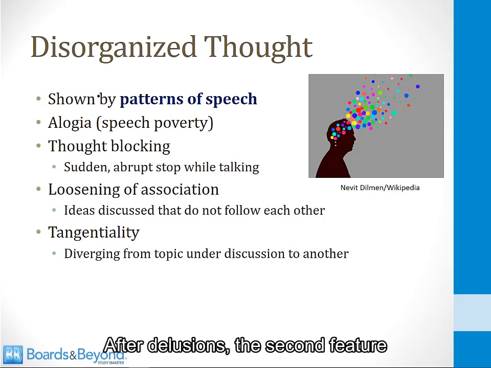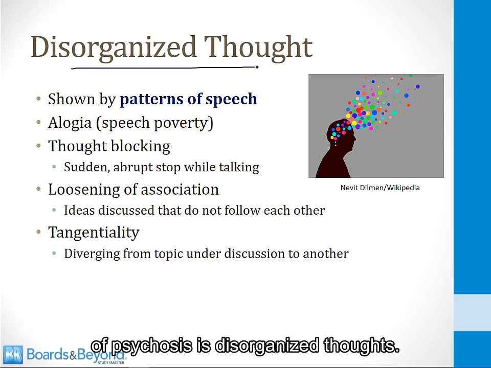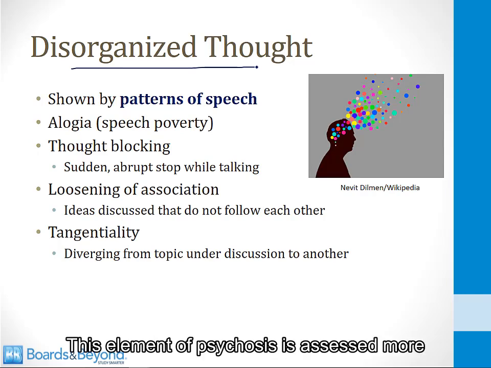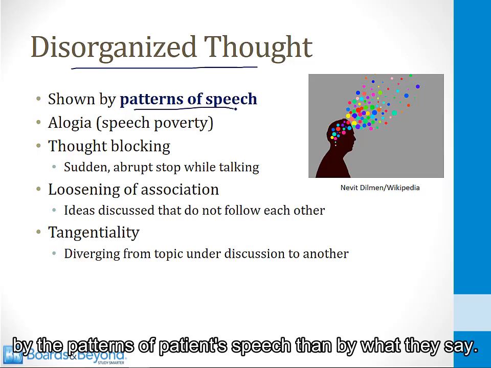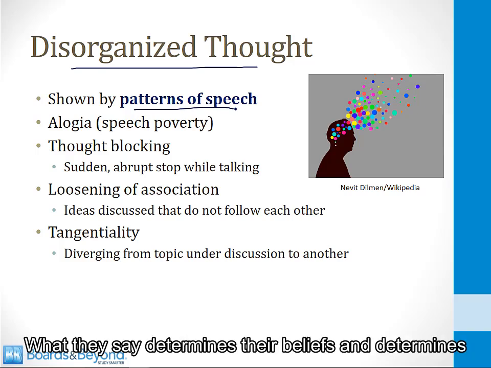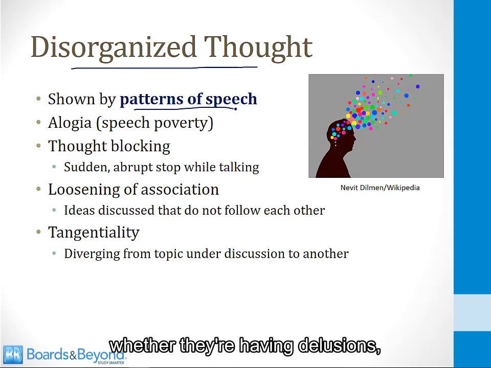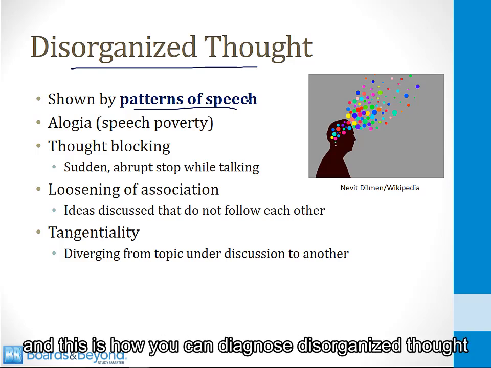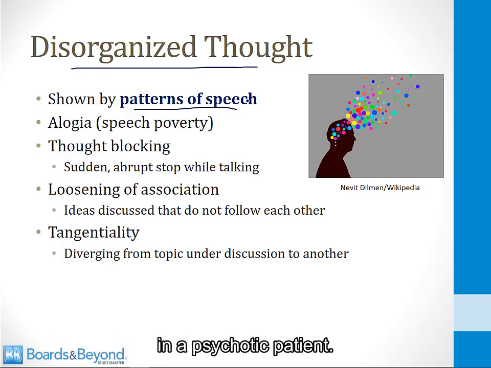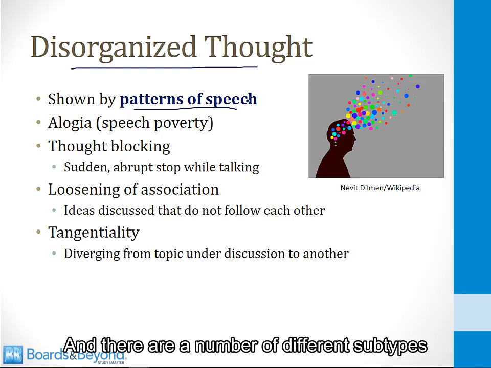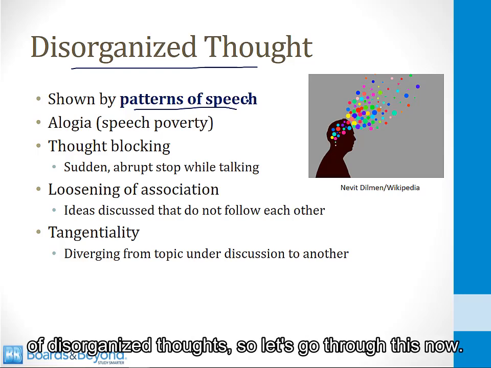After delusions, the second feature of psychosis is disorganized thought. So let's talk about that now. This element of psychosis is assessed more by the patterns of patient speech than by what they say. What they say determines their beliefs and determines whether they are having delusions. The way they say it is evidence of their patterns of thought, and this is how you can diagnose disorganized thought in a psychotic patient. And there are a number of different subtypes of disorganized thought, so let's go through those now.